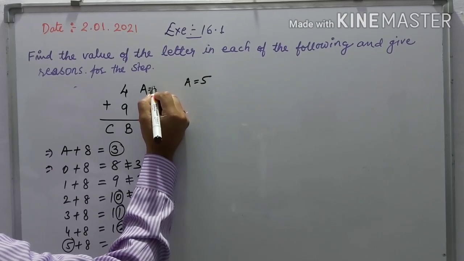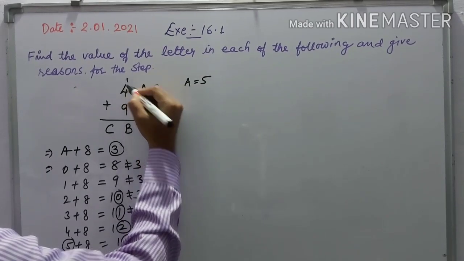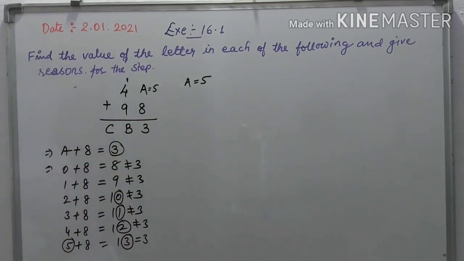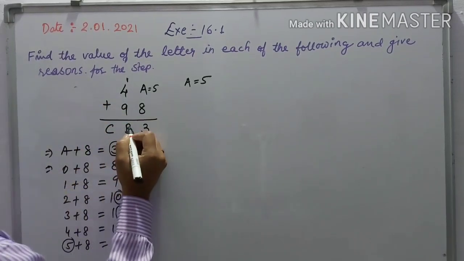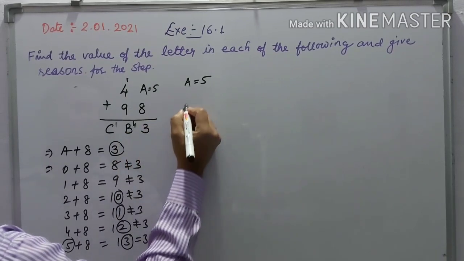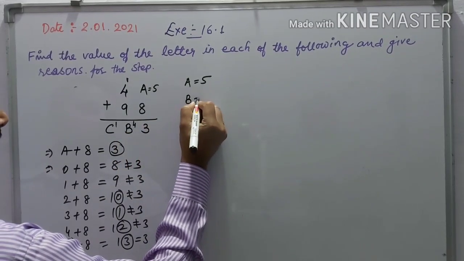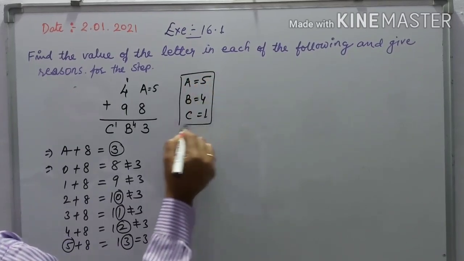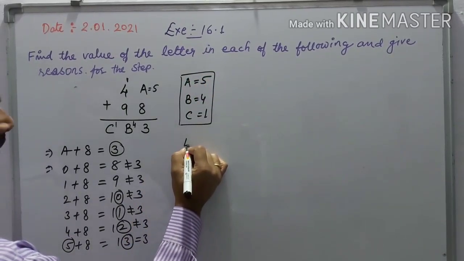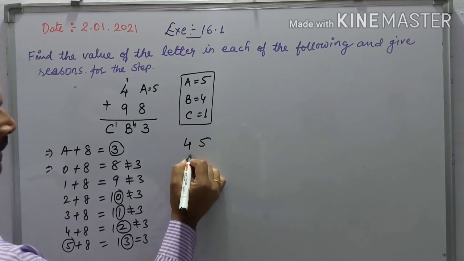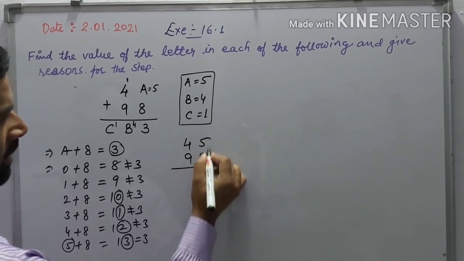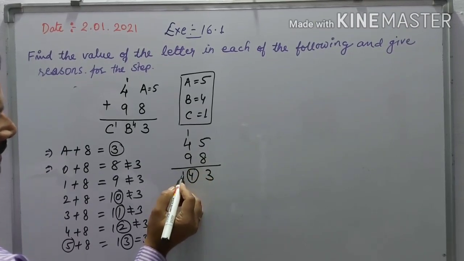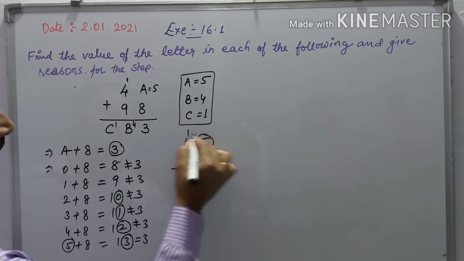Suppose you put the 5: 5 and 3 is 8 and 1 carry. The 9 and 4, 9 and 4 is 13, and 13 will come the 1 and 3. So their value is a is equal to 5, b is equal to 4, and c is equal to 1. So this is the value of a, b, c. You have checked, no problem. 5 9 8 8, the 13 and 14. So this is the value of b, the value of c, and this is the value of a.